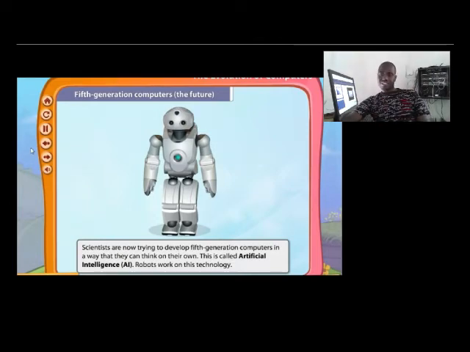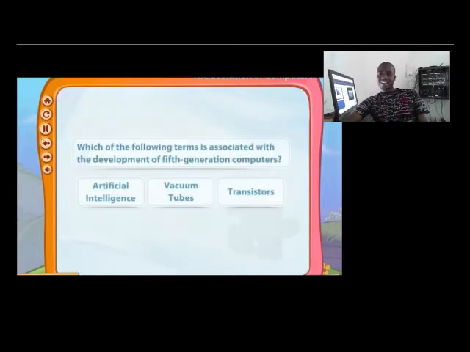Now, can you try to answer this question? Which of the following terms is associated with the development of the fifth generation computers? That's right. Scientists are trying to develop artificial intelligence with the fifth generation computers.